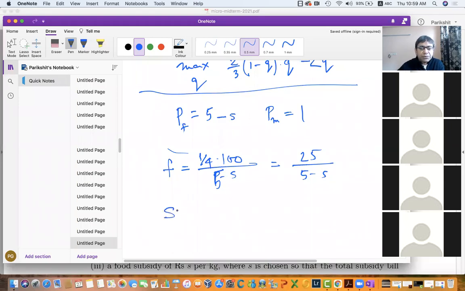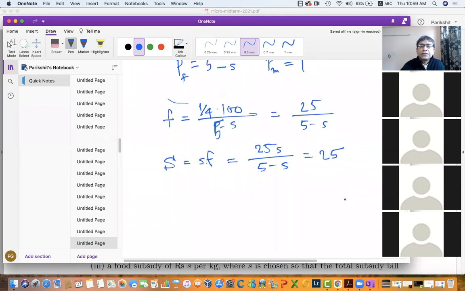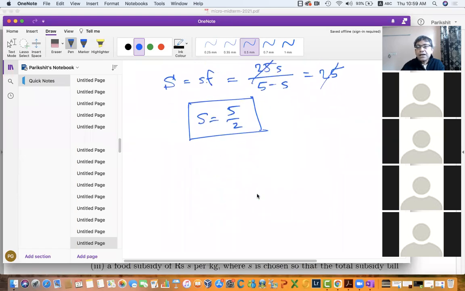And so the total subsidy bill is subsidy per unit times the amount of food they consume. So that's 25S divided by 5 minus S. And that has to match 25, right? The total amount available. So that cancels out and we end up getting 5 minus S equal to S. So S is 5/2. Okay, so that's how you calculate the subsidy which is affordable to the government. Yes, it utilizes the voluntary choices of the household.